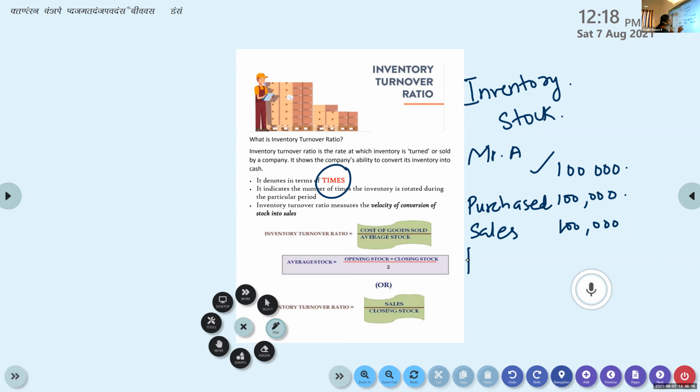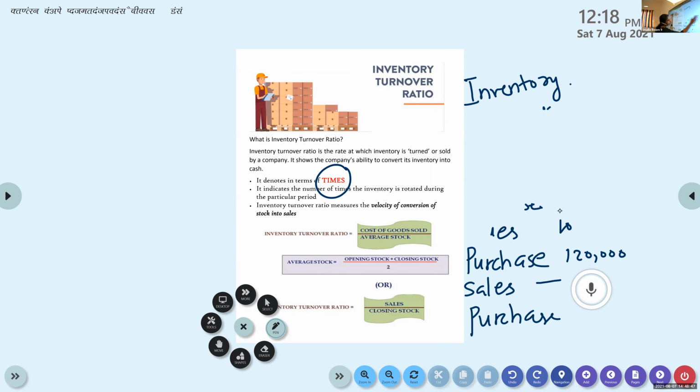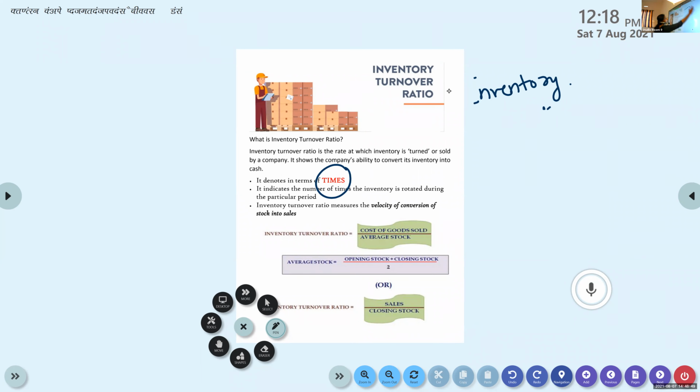Now what is the next step? Again he will purchase. Am I right? Maybe for 1,20,000, something like that. When he purchased, is he going to keep it idle? No. He's again going to make sales. So again sold. Once it is sold, again he'll purchase. Am I right? This is what a businessman does. Purchase, sell. Purchase, sell. So this is the main activity going on in a business.